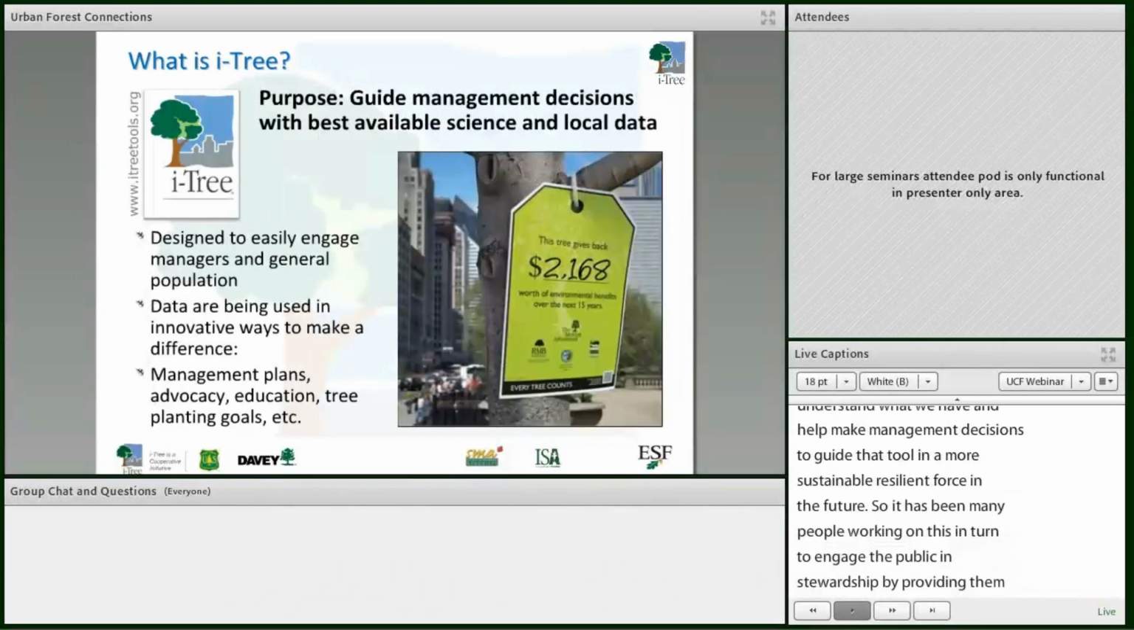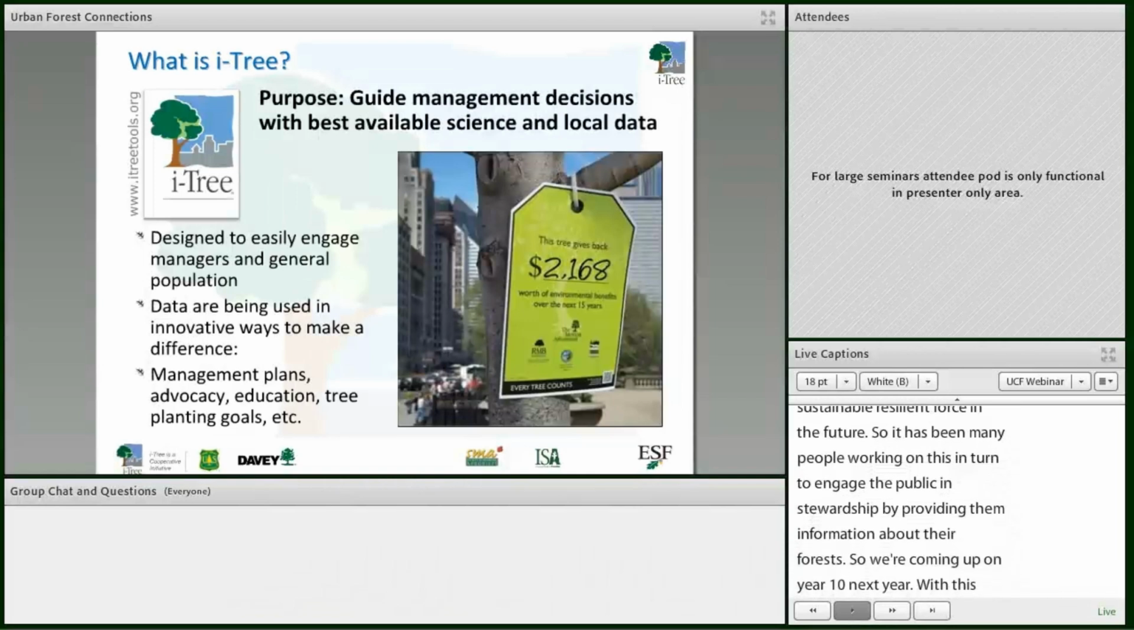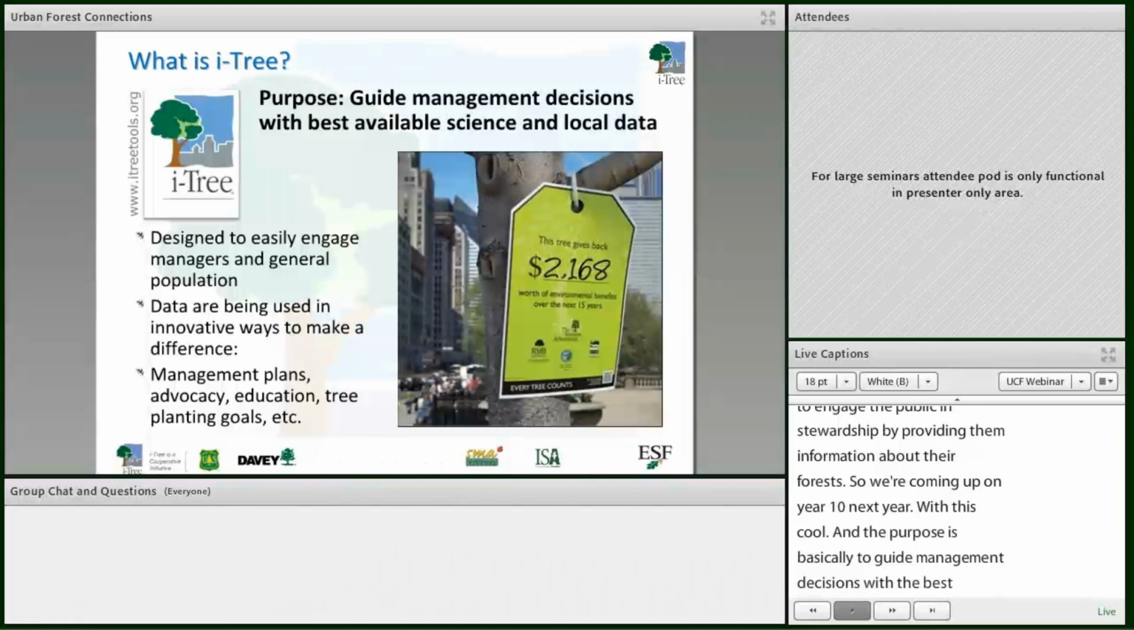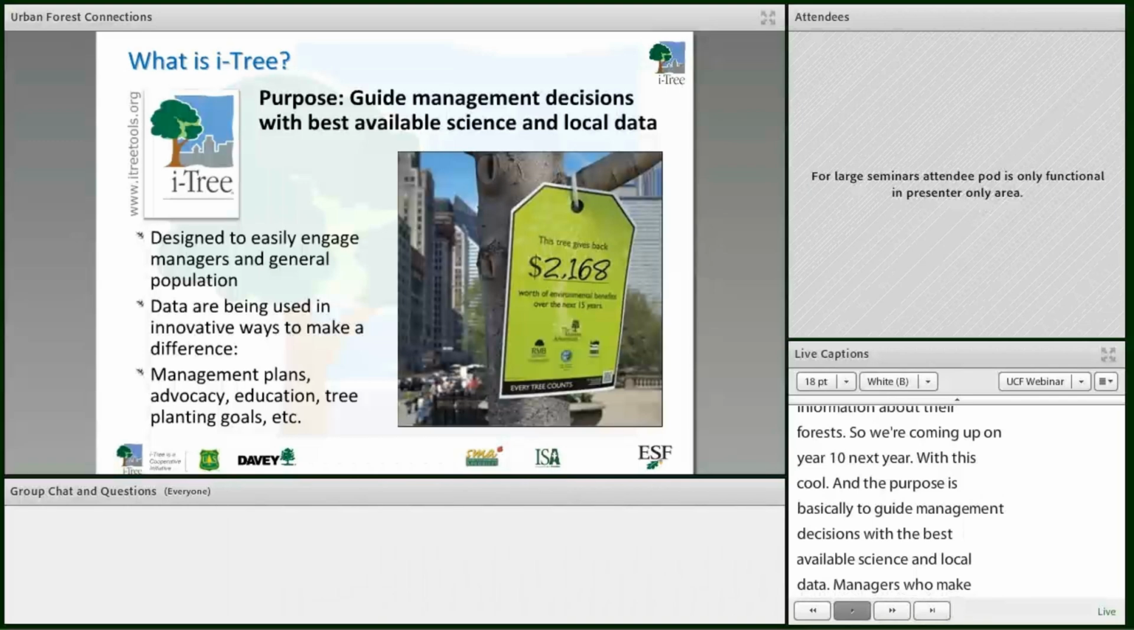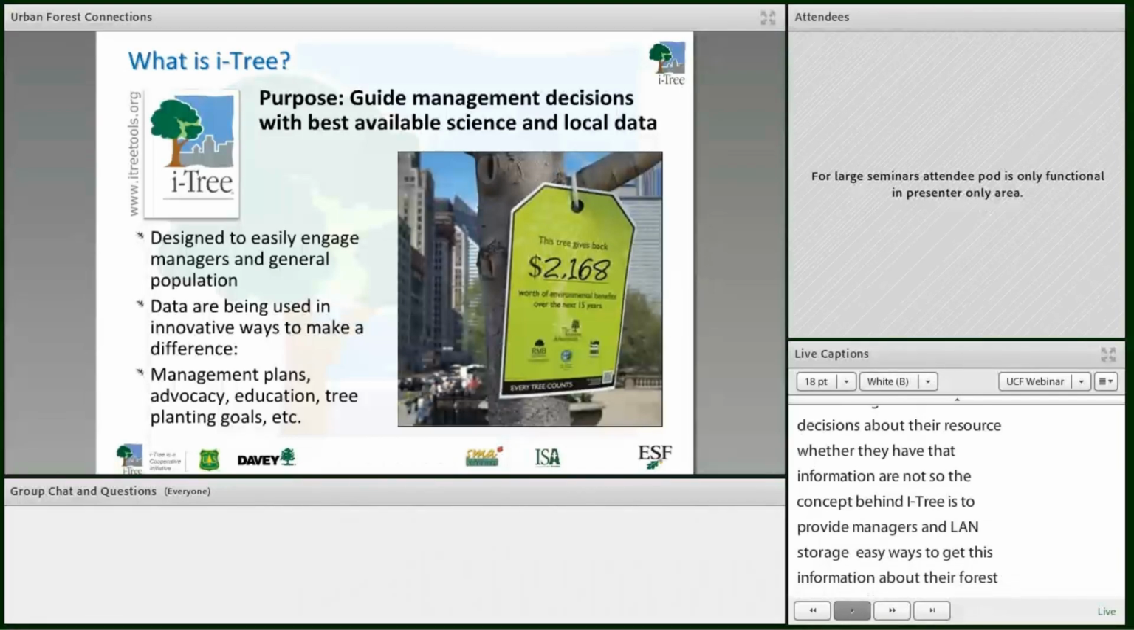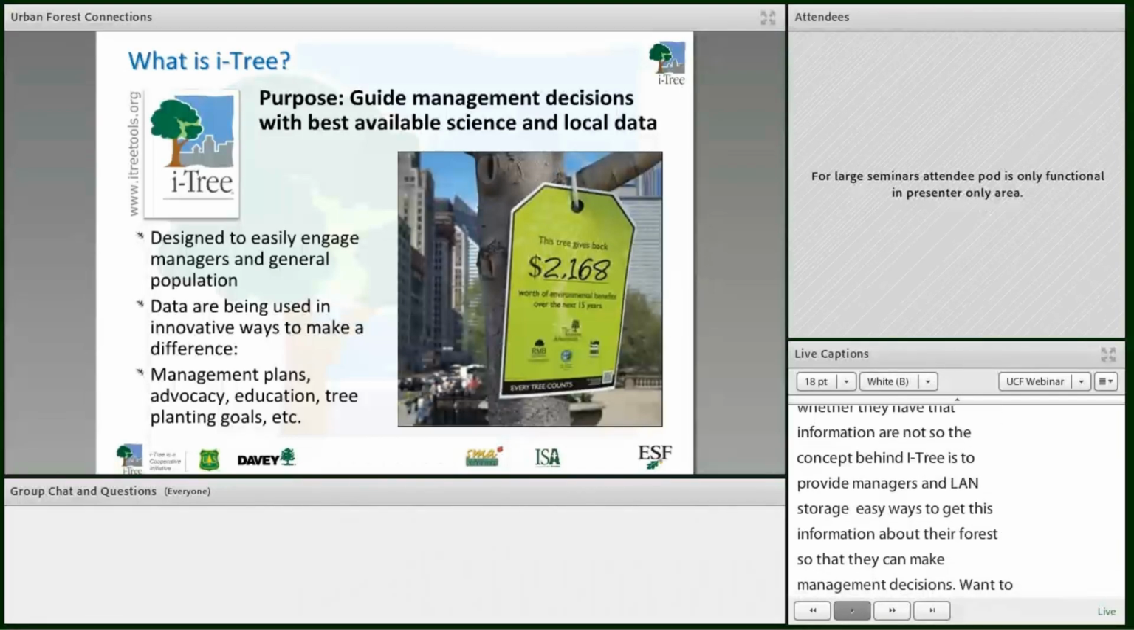The purpose is basically to guide management decisions with the best available science and local data. Managers are going to make decisions about their resource, whether they have information or not. So the concept behind iTree is to provide managers and land stewards easy ways to get this information about their forest so they can make management decisions. Half the work, I always say, is developing the science behind it. The other half is making it easy so people don't get disengaged in collecting the data themselves.